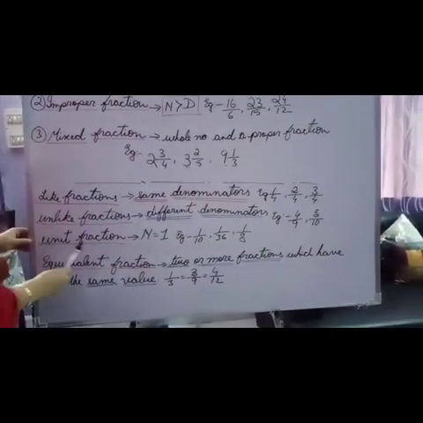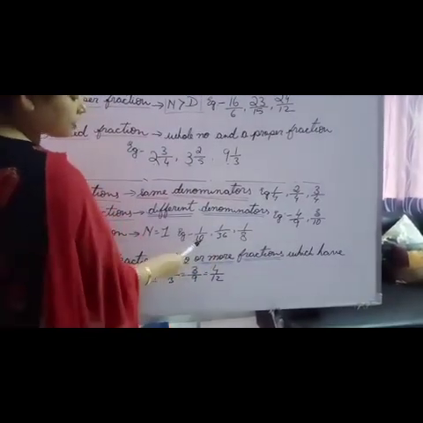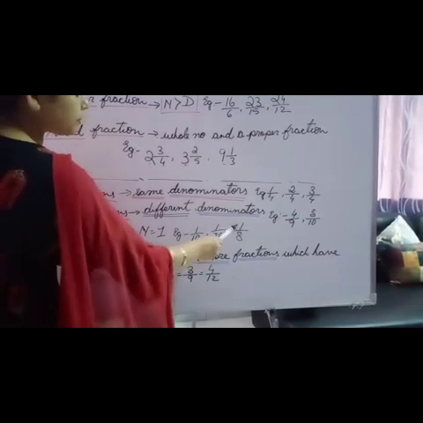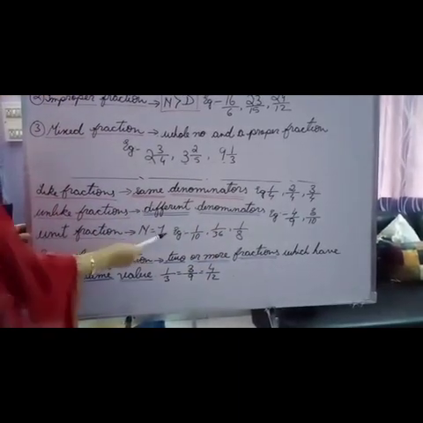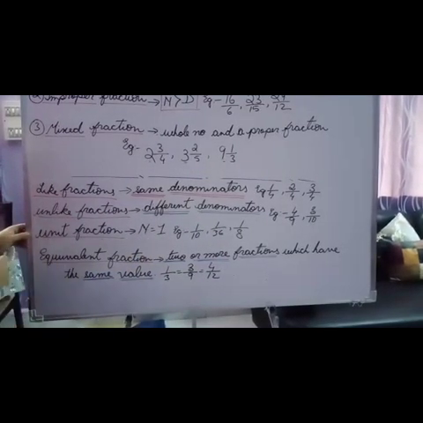Then we come to the unit fraction. That means whatever denominator they have, suppose 10, 36 and 8, their numerator will always be 1. So a fraction in which the numerator is 1 is called a unit fraction.